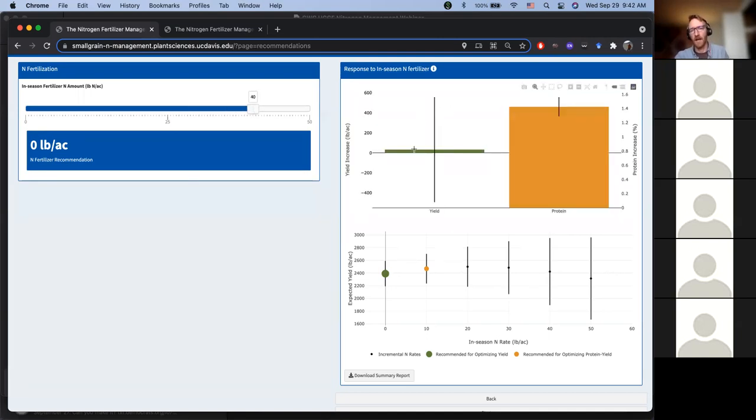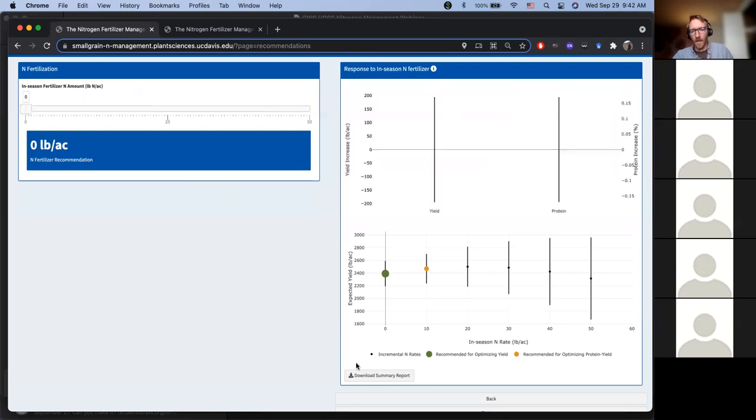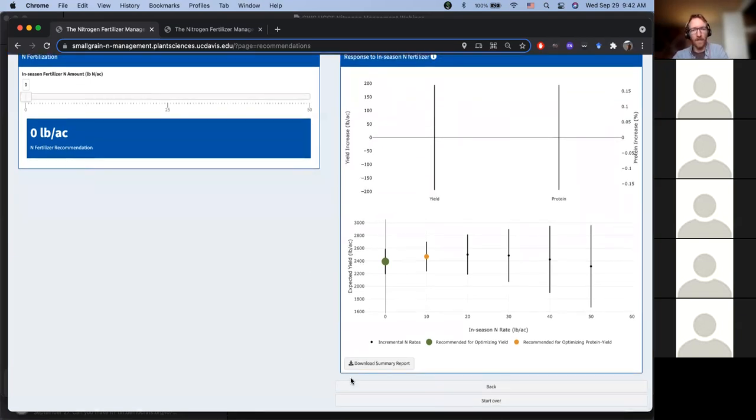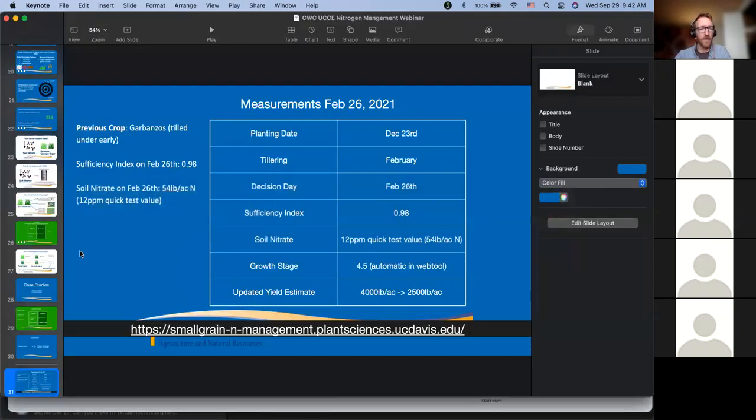Again, the error bars in our yield, the range, is greater than the increase. And what that means is you're probably not going to get anything worthwhile adding extra stuff at this point. So that's ultimately the take home there. So we'll go back to this.